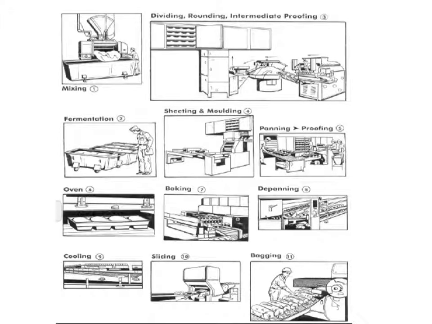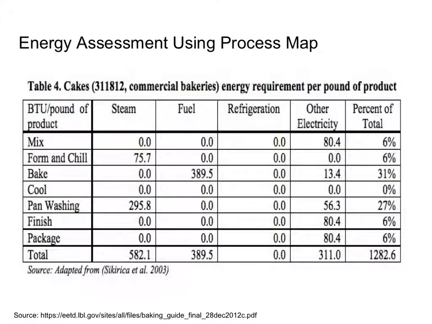pies. Just in case you were wondering, process mapping typically uses process equipment as the steps in the diagram. So here are some pictures of those different steps. Once the process map is complete, an analysis of waste, water, and energy can take place.